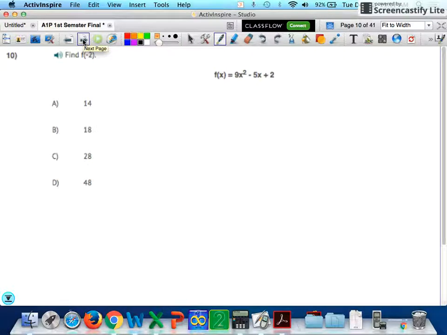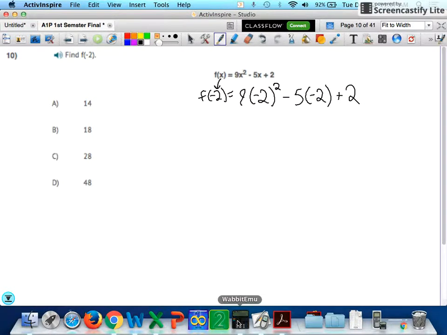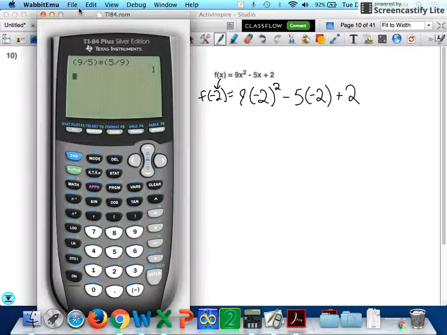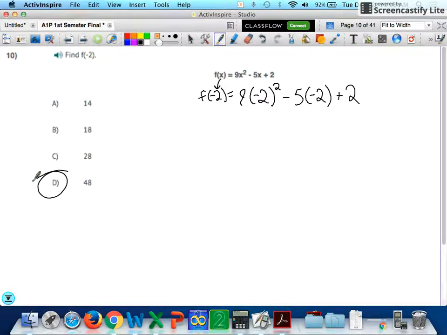Number 10, find f of negative 2. Well, f of negative 2 means everywhere we had an x, we're now plugging in a negative 2. Be careful. Notice how I just wrote this. Negative 2 in the parentheses. Everywhere I plug in a number, I always put it into parentheses. Does it always matter? No, but better safe than sorry. From here out, it's a calculator problem. 9 times negative 2 squared minus 5 times negative 2 plus 2. When I hammer all that out, I get positive 48, which would be answer D.